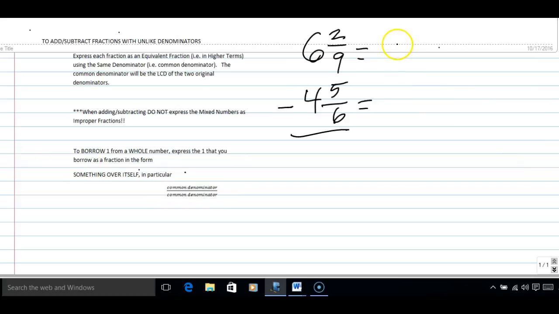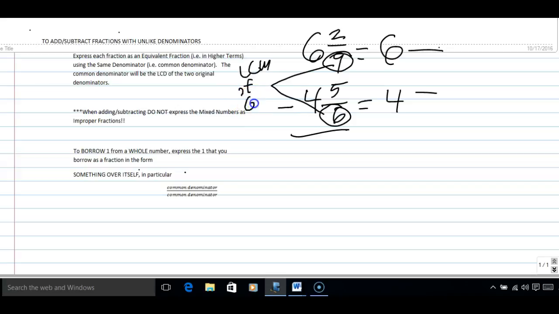Again, when we're adding or subtracting fractions, we do not change those mixed numbers to improper fractions. So you just bring the whole part over, but you still have to find a common denominator for your two fractional parts. So I need to find the LCM of 6 and 9. And the LCM of 6 and 9 is 18.